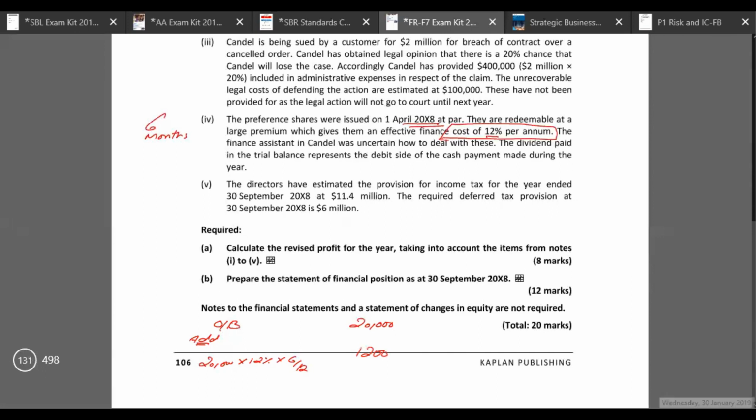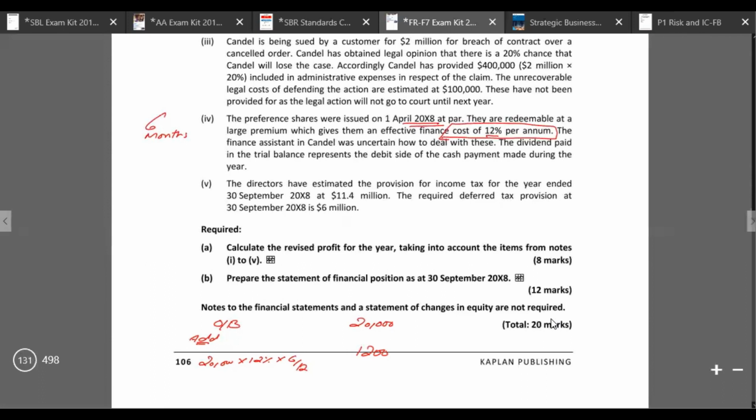Fine. And then you have the payment. Less payment. Payment is actually 20,000 into 8% into 6 by 12. So 20,000 into 0.08 multiplied by 6 divided by 12. It gives you 800. Now 20,000 minus 800 plus 1,200 gives you 20,400. Now this 20,400 is your financial liability in the non-current liabilities.